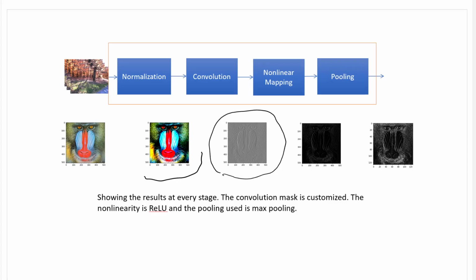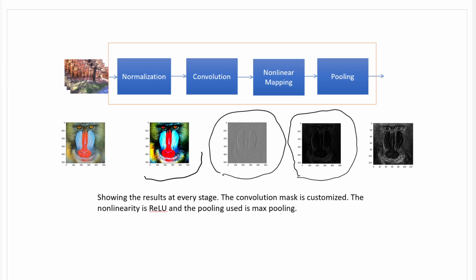Once the result of convolution is obtained, this is fed to the nonlinear mapping stage. What the nonlinear mapping stage is doing in this case is a ReLU mapping. That means all the negative values will be converted to 0 and all the positive values will be linearly outputted as they are. So the output of the nonlinear mapping becomes this image, where all the negative values that came out of the convolution operation have been set to 0. That's why this image is pretty dark.